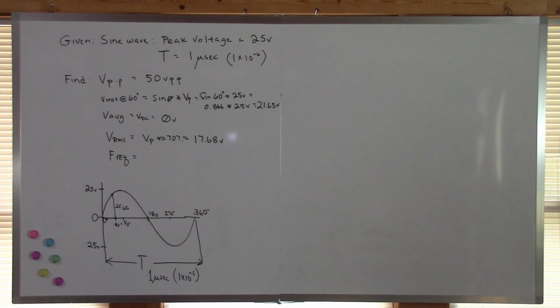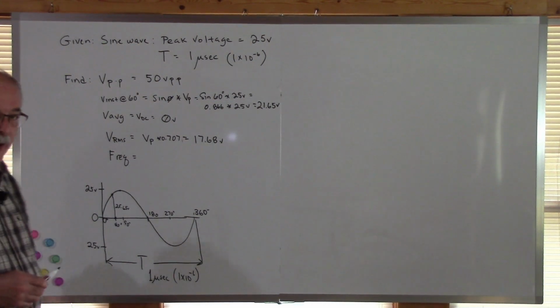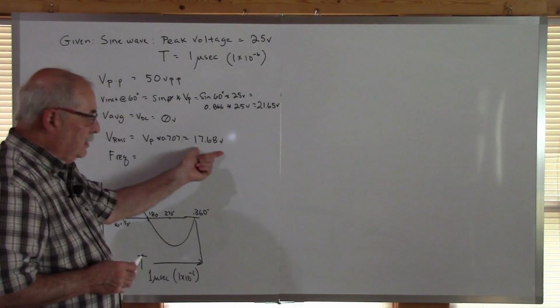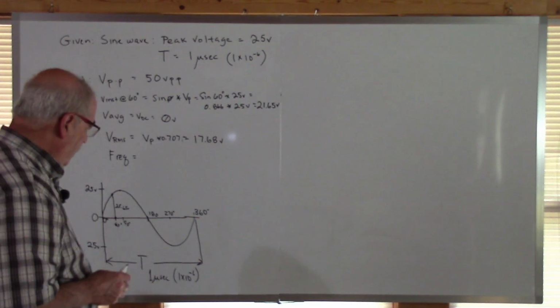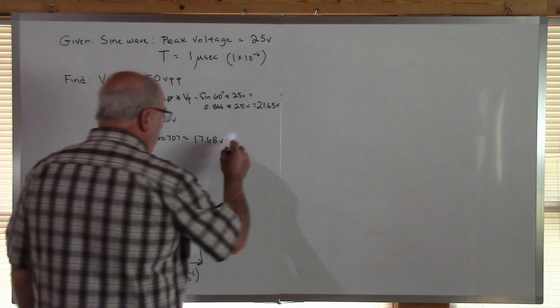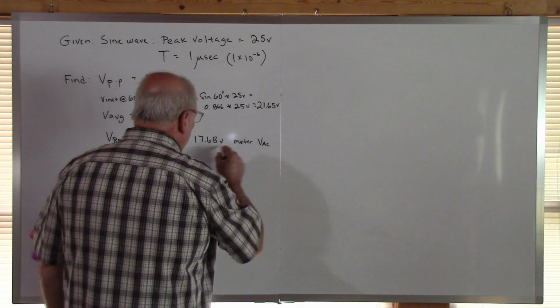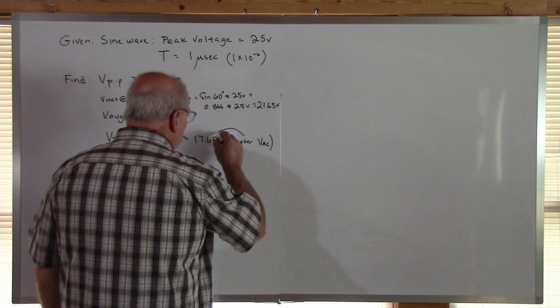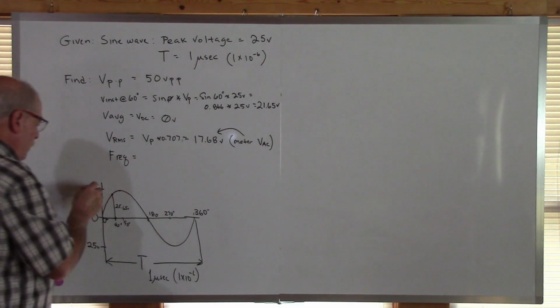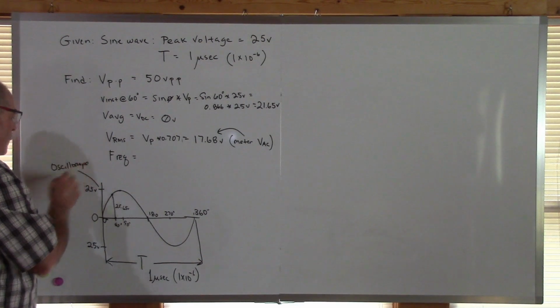So if I had some work being done to heat a pan up, or let's say the brightness of a light, 17.68 volts DC would do the same thing that it would take 25 volts peak AC to do. This is what you read on your meter when you're set to volts AC. This is the number you read on your oscilloscope for peak.